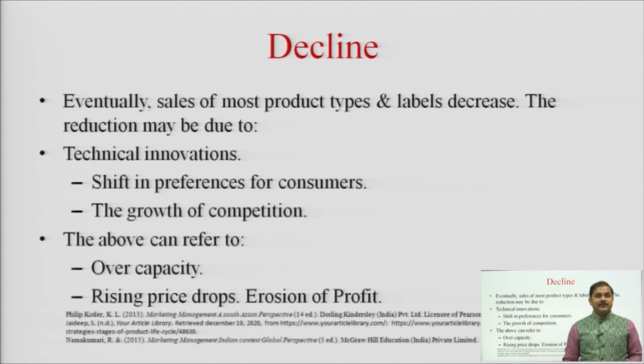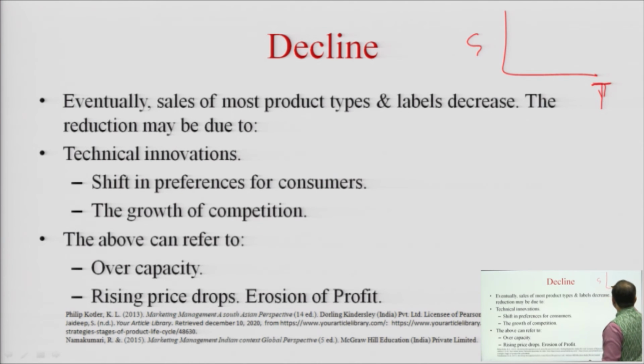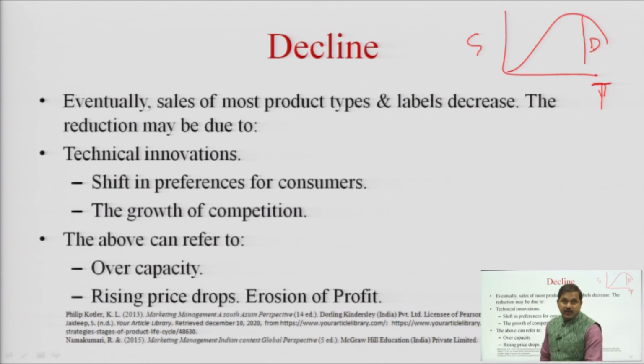The last phase is the decline phase. That means finally the product has entered into what is called the decline phase. Now, technical innovations, shifts in the preferences of the consumers and the growth of the competition may be the possible reasons why your product has started declining, because others might have technically innovated their products. The organization might not have innovated the product. The above can also refer to over capacity. Now the new product is there. Now your product movement from the shelf and from the godowns will be very slow.